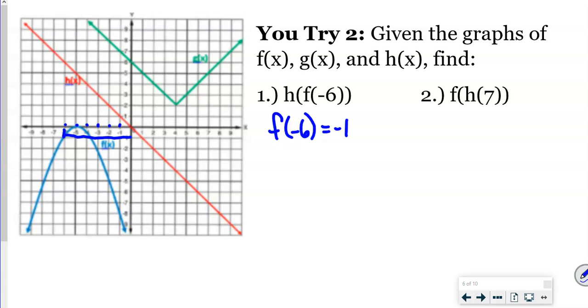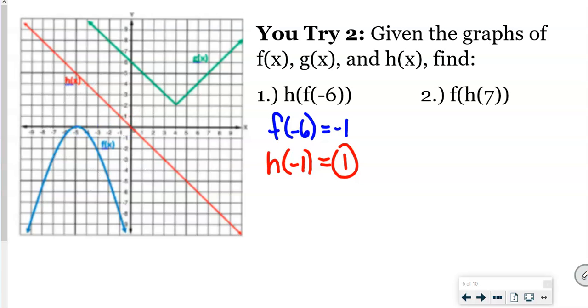Then we're going to take that negative 1 and we're going to put it in our h graph. So we're going to say h of negative 1. So that would be right there, right? So we're going to go up to this graph and across, and that's 1. Okay? Let's do the other one.